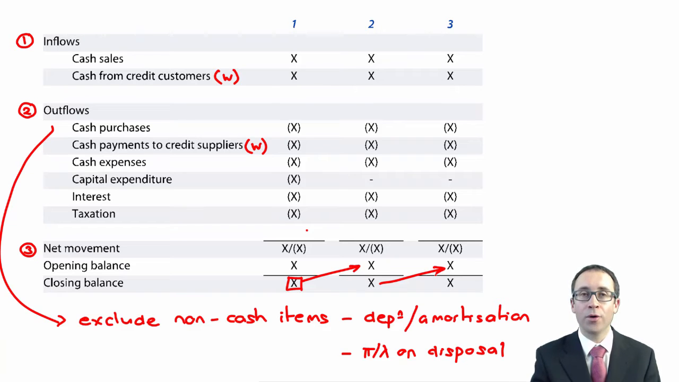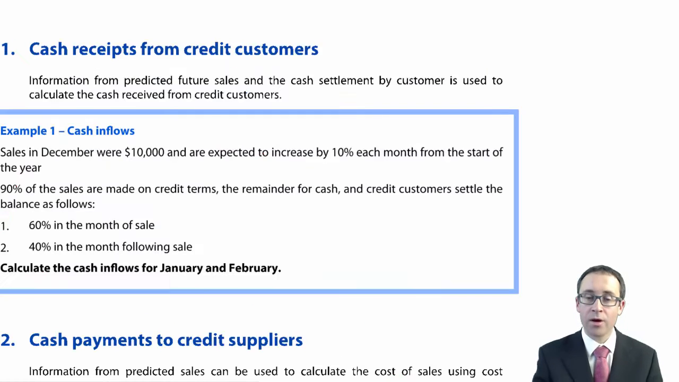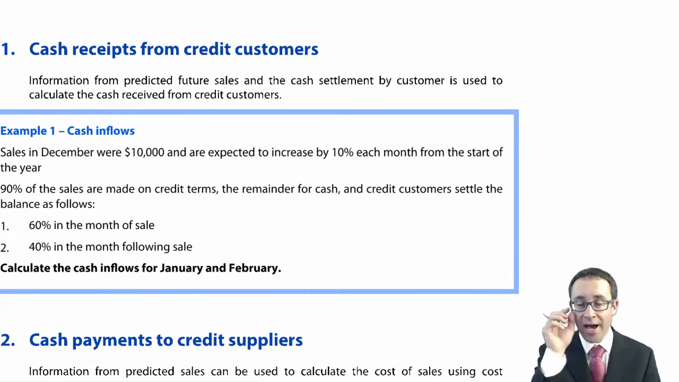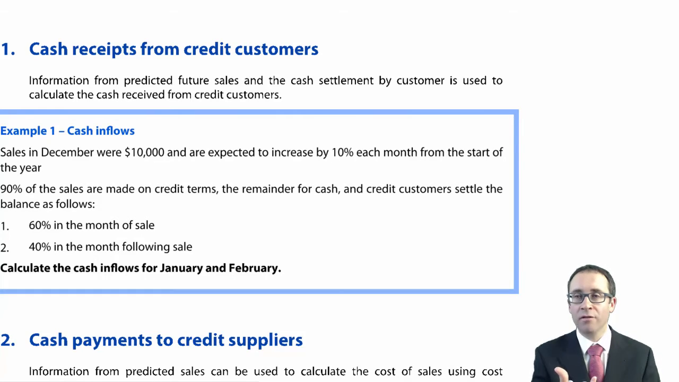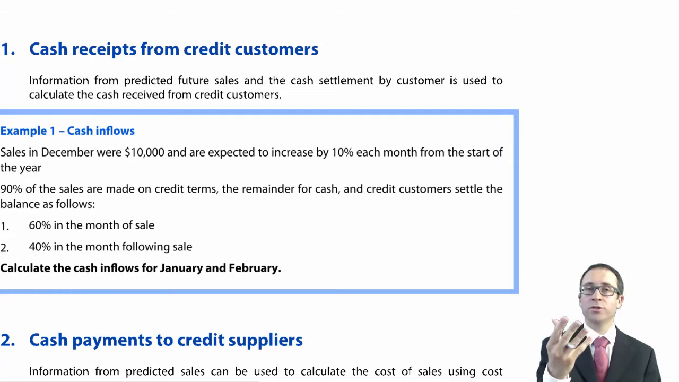What's going to be important now, isn't it, is to go through there and understand how we calculate those numbers. So we'll first of all look at the cash receipts from the credit customers. If you know what your sales are for a particular month, you will be able to work out what the cash sales are from the information, and therefore as well the credit sales, because total sales is cash sales plus credit sales, isn't it?